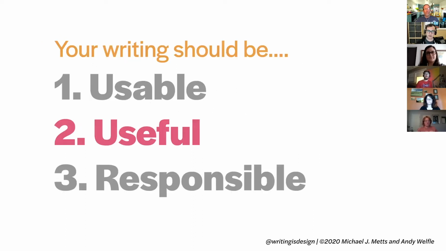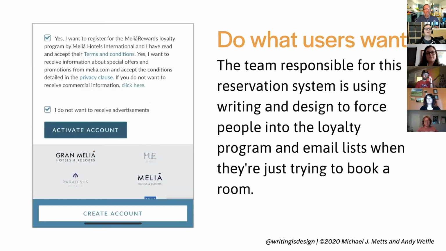So also we want to make sure that our writing is useful. Look at something like this, right? This is for Grand Malia Hotels and Resorts. When you're signing up for their loyalty program, you might see a screen like this. Let's dig into this a little bit. That first part, you're opting in. You're saying, yes, I want to register for the loyalty program. Yes, I want to receive information about special offers and promotions from Malia.com. If you do not want to receive commercial information, click here. And then you also have a check mark that's opting out and saying, I do not want to receive advertisements.